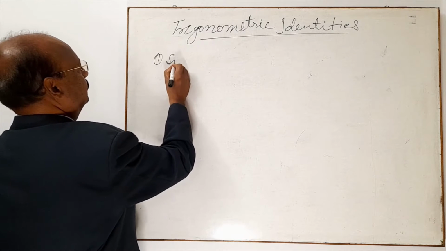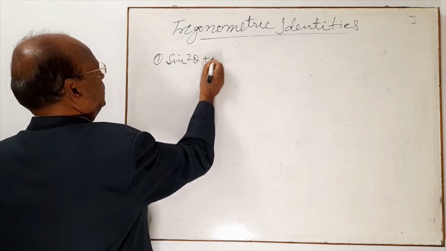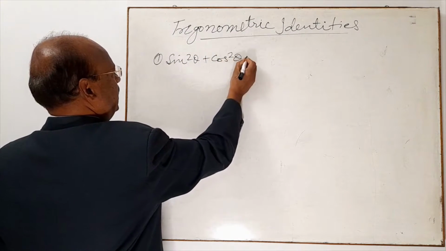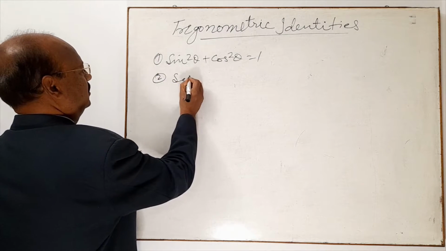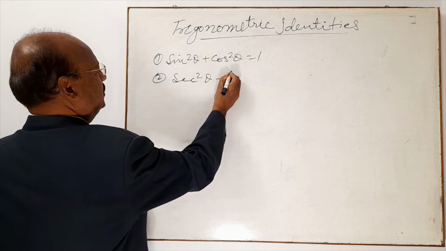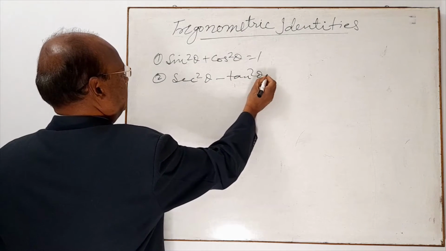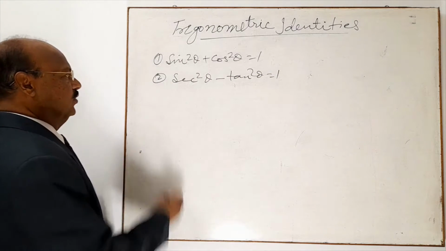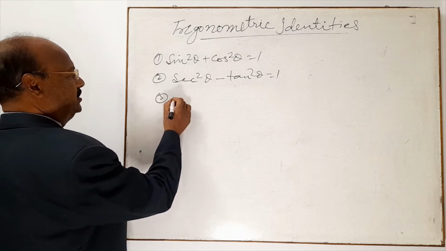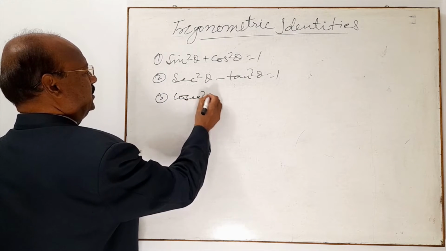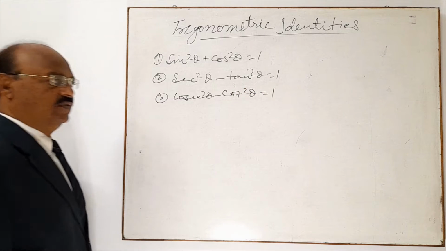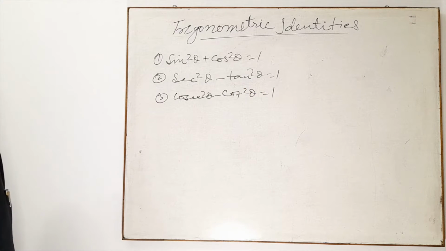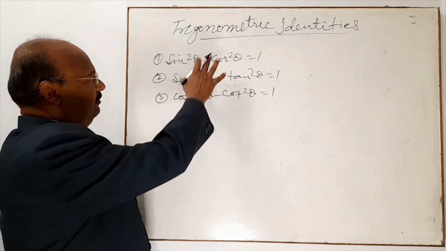First is sin square theta plus cos square theta is equal to 1. Second is sec square theta minus tan square theta is equal to 1. And third one is cosec square theta minus cot square theta is equal to 1. We'll try to establish this formula.